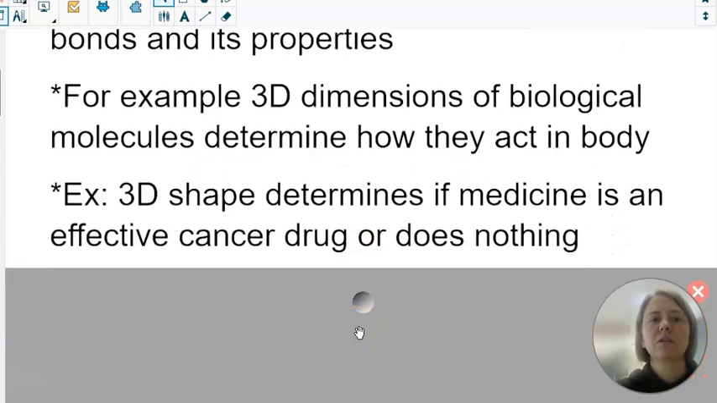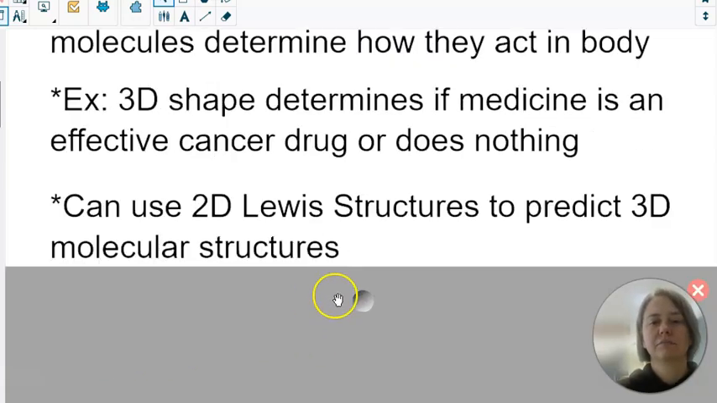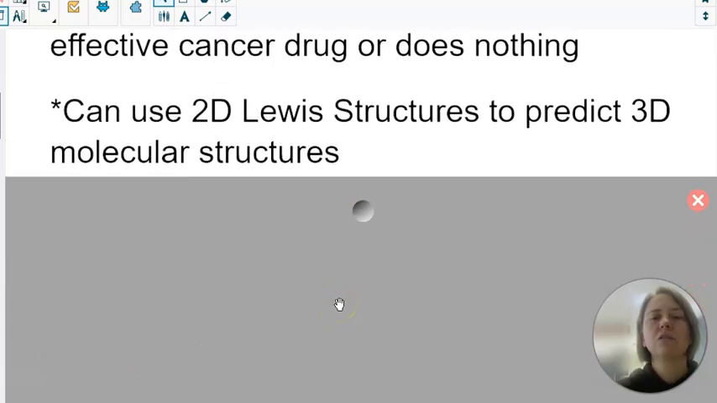So, for example, the 3D shape determines if a medicine is an effective cancer drug or if it does nothing. So how its shape is really is important in chemistry because it determines how it reacts, and that's most of chemistry. You can use a 2D Lewis structure to predict the 3D molecular structure of any compound.